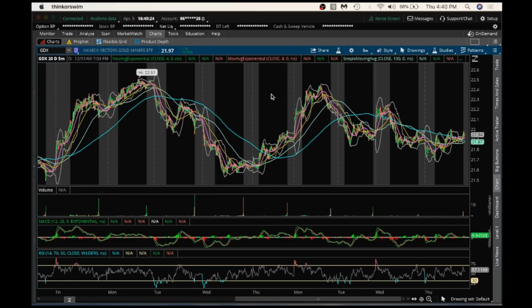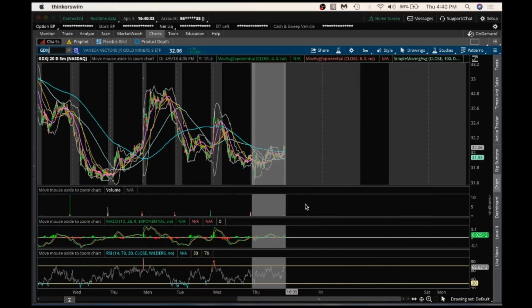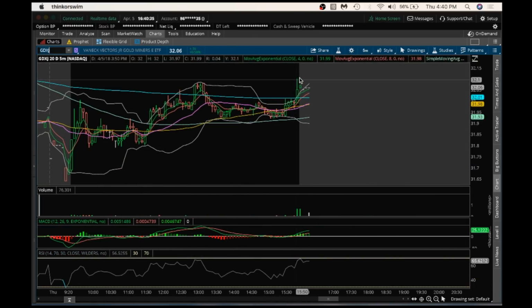We did close pretty strong today at the end of the day. Saw some bull volume come in right at the end. And same thing with the junior miners, had a pretty strong close, close to the highs of the day.